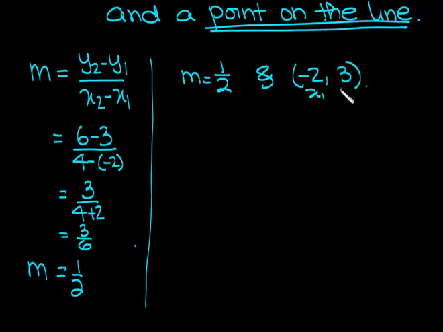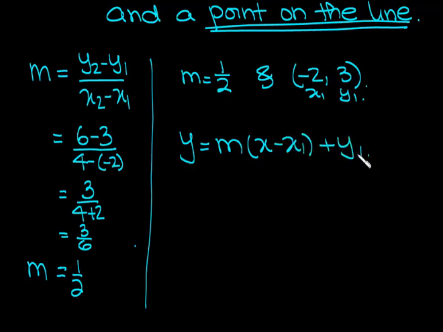Remember, this is x1, y1, and I'll use the following formula to find it. Y is equal to m times x minus x1 plus y1. So this is the formula we're going to use to find the equation of a line. Okay, it is point slope form. This is the point, this is the slope. So let's plug in everything here.